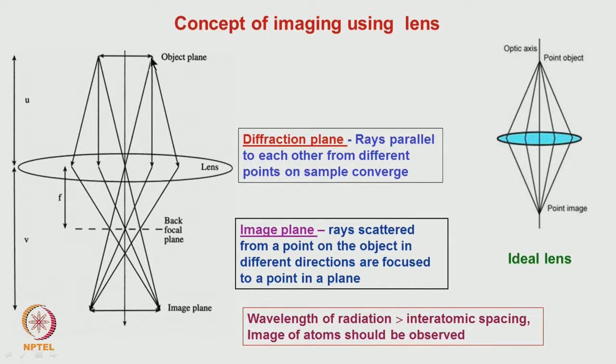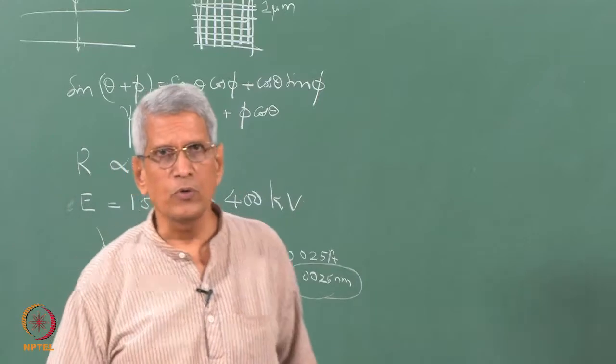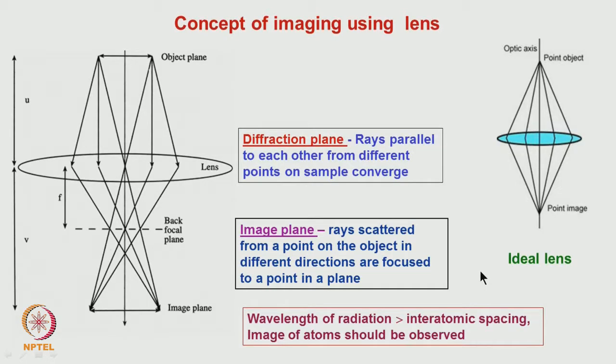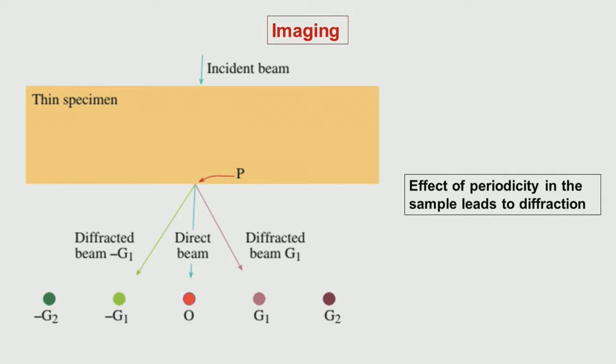Similarly, in the case of crystalline materials where the atom separation is of the order of about 1 to 2 Angstrom, since the wavelength is very small, we should be able to form, in principle for a perfect lens, a high resolution image or an atomic image. This is what becomes obvious from this transparency.